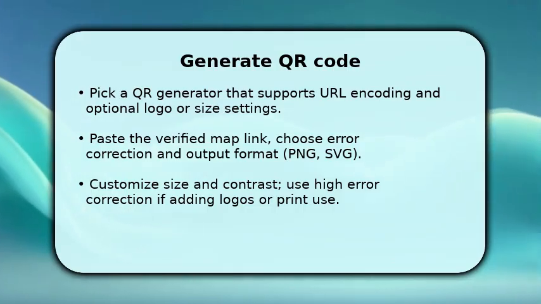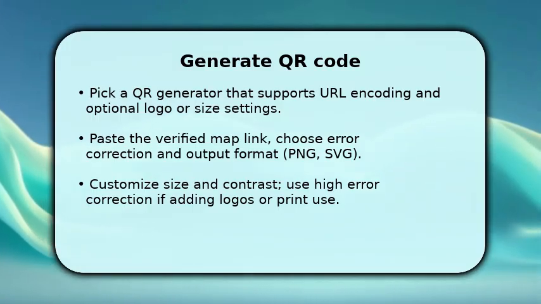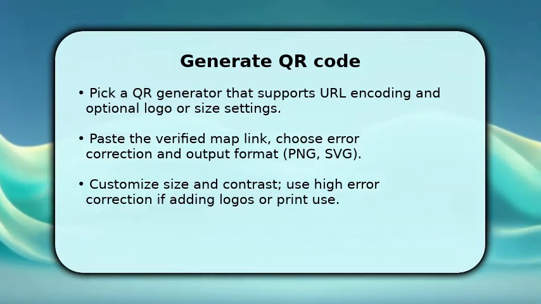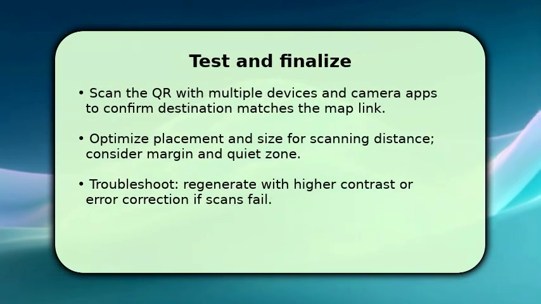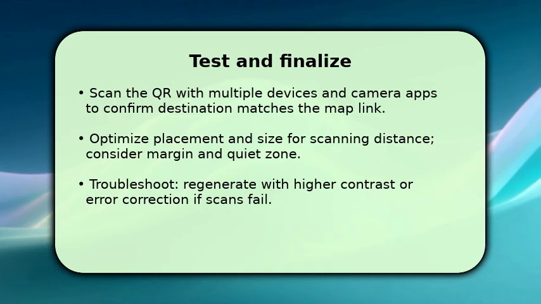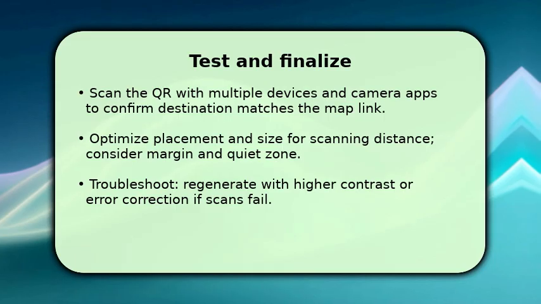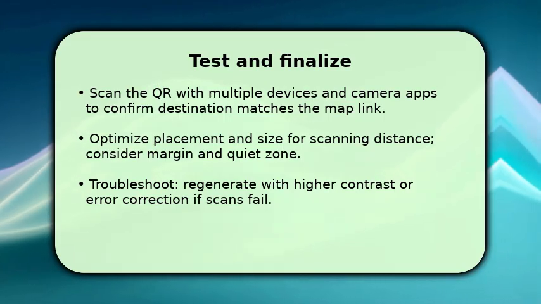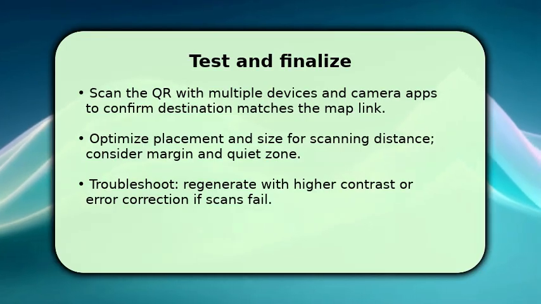If you plan to embed the code in print, export at 300 dpi. Finally, test the QR code using different phones and scanning apps to confirm it opens the exact map location. Once validated, place the code where lighting and distance suit your audience and leave a clear, quiet zone around it so cameras can detect it easily. Export final files in needed formats and embed them into your materials.